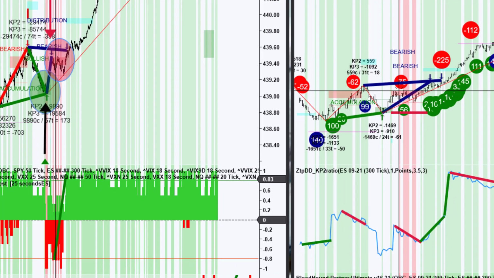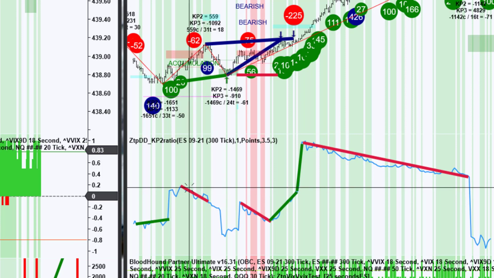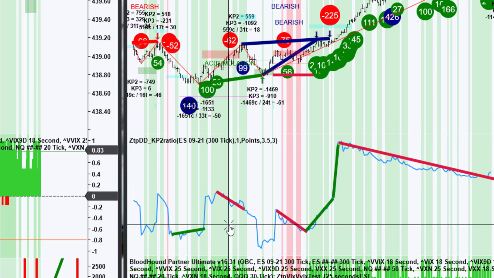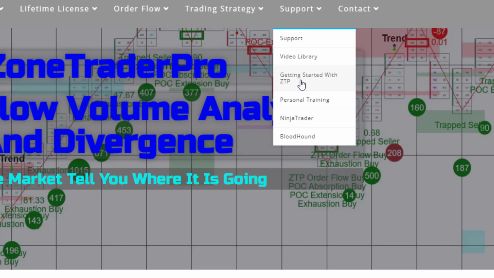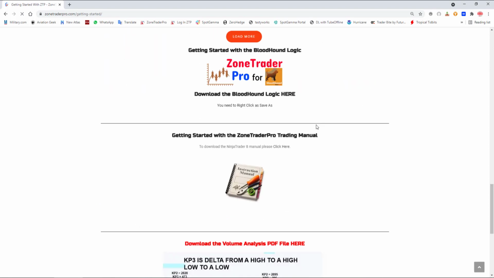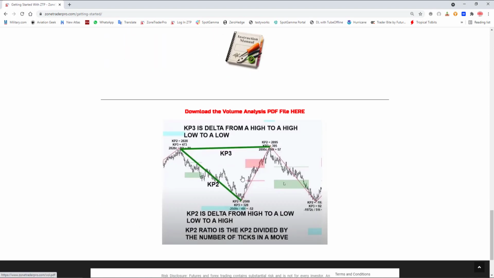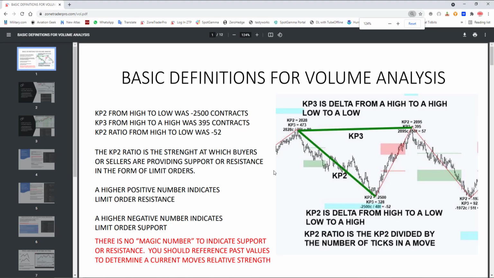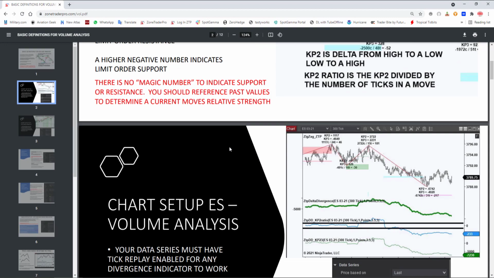taking for a loss. And what I've done is I was doing some training, and you can find this training under the Getting Started with ZTP tab under support. And all the way down at the bottom is a volume analysis PDF file. And in this volume analysis PDF file, I go through all the setups.